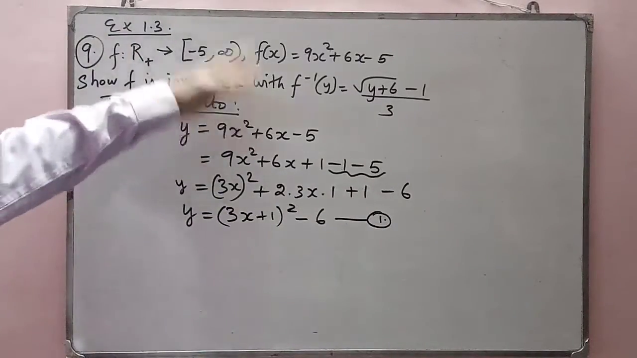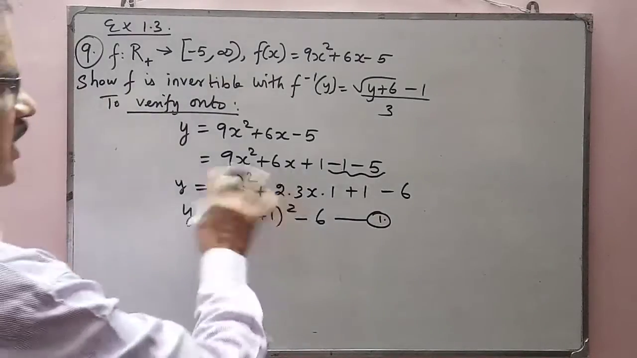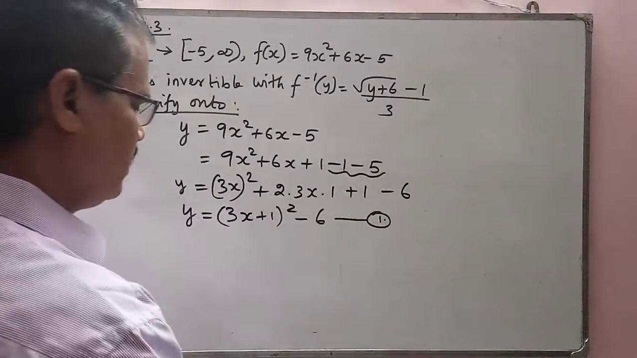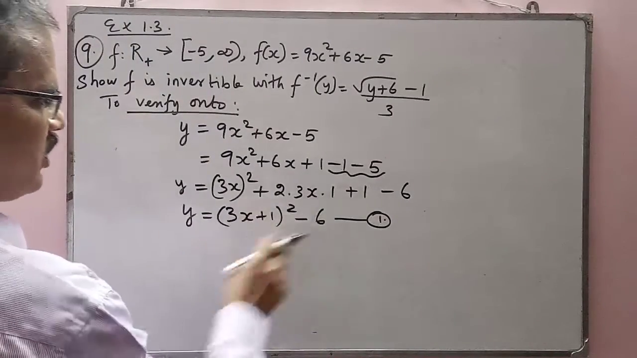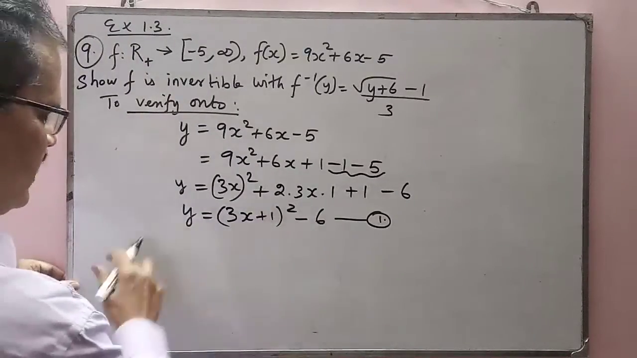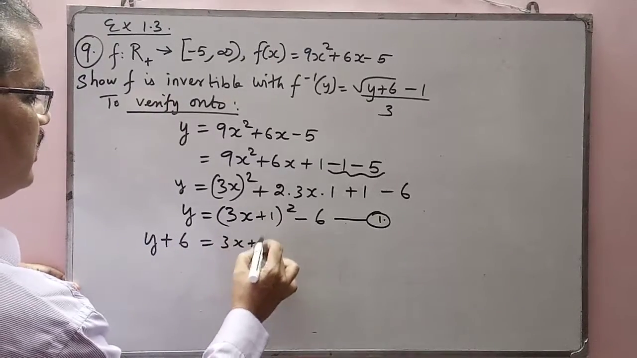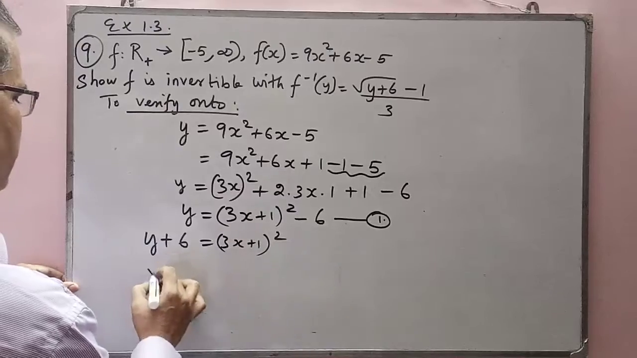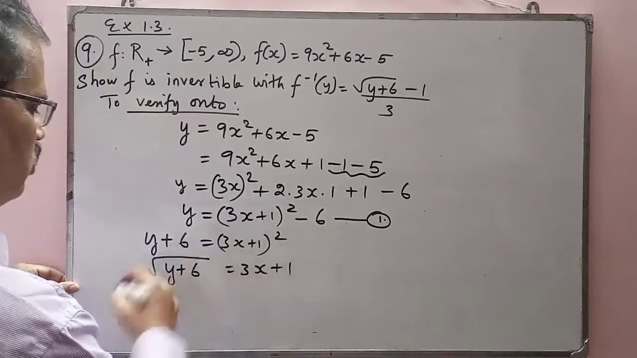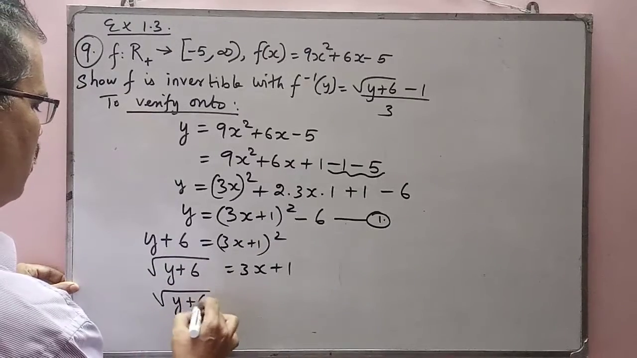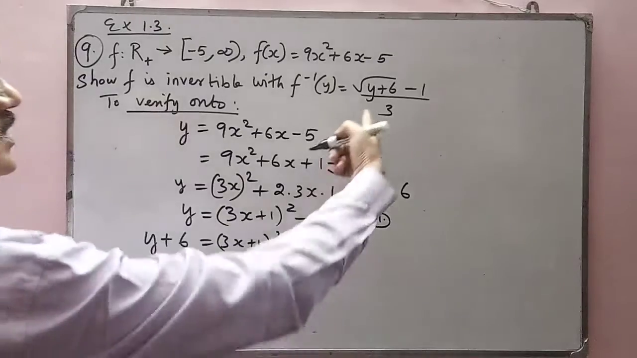Okay children, hereafter forget the quadratic and take this shortcut form. This is what I did in the completing the square method. I brought it to this particular form. Now we are going to solve this for x to find the inverse. Minus 6 on this side, it will be y plus 6 equals (3x plus 1) the whole squared. To remove the square, take the positive square root: root of y plus 6 equals 3x plus 1. Now move that 1 to this side, root of y plus 6 minus 1, and bring the 3 here. This is what the inverse is.